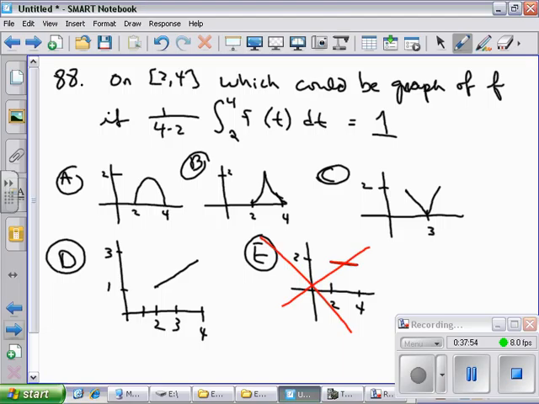All right, what about D? What's the average value of D from 2 to 4? What would be the average y value? The y's go from 1 to 3. It's linear. It's going to be right in the middle. So the average y value would be 2, right? Because the y's go from 1 up to 3, and it's in a straight line. So the average y value would be right in the middle. That would be 2 also, that average. So that's not 1.